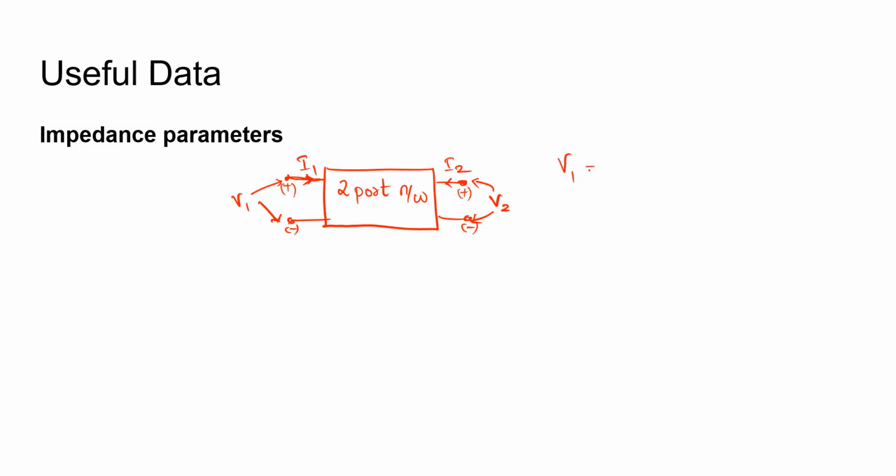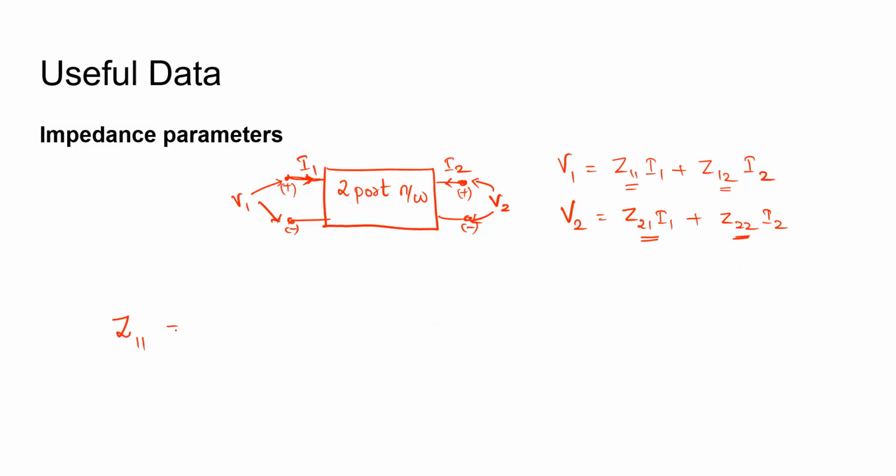The input voltage V1 is equal to Z11 into I1 plus Z12 into I2, where Z11 is the input impedance and Z12 is the transfer impedance from port 1 to port 2. V2 is equal to Z21 into I1 plus Z22 into I2, where Z21 is the transfer impedance from port 2 to port 1 and Z22 is the output impedance of this circuit.